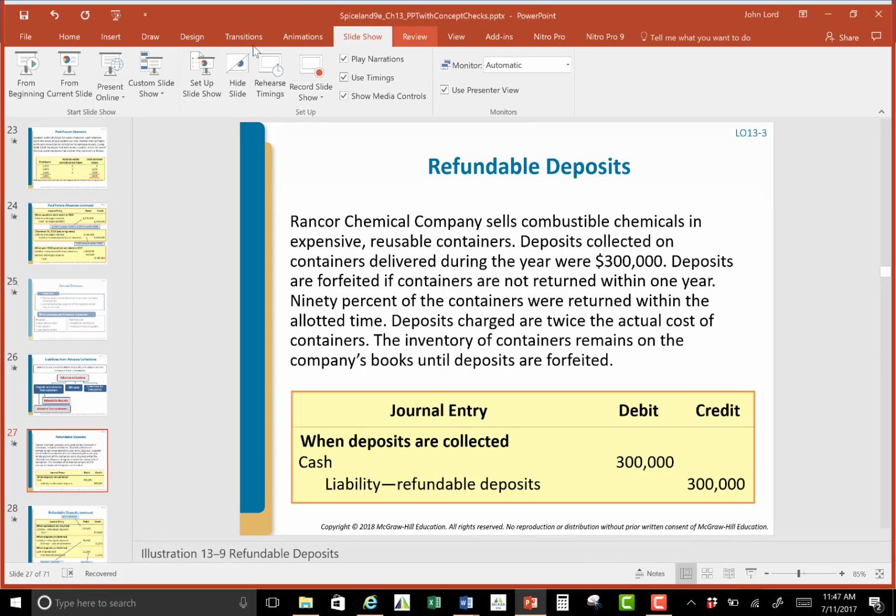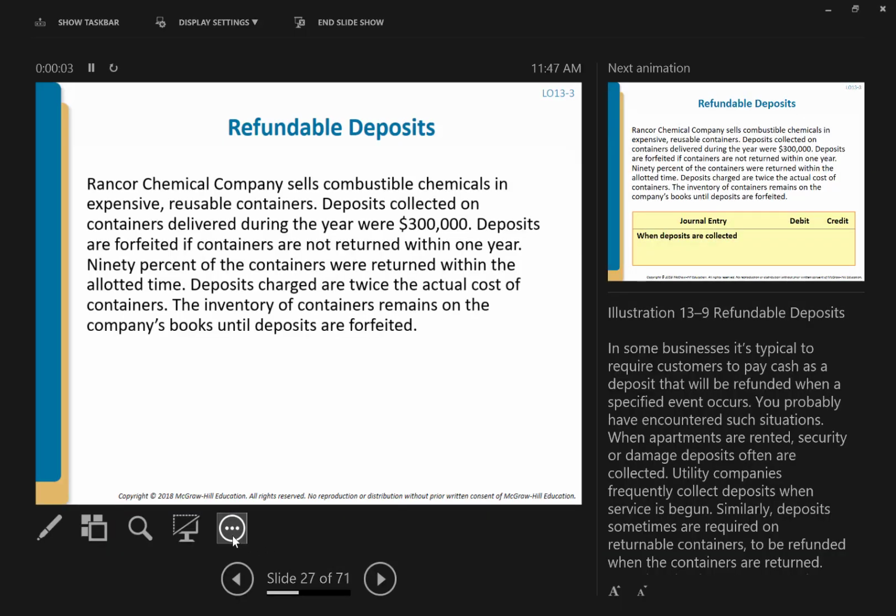Zoomed here, and let's talk about some of these refundable deposits. Okay, so if somebody gives us a deposit, is there a question, guys?